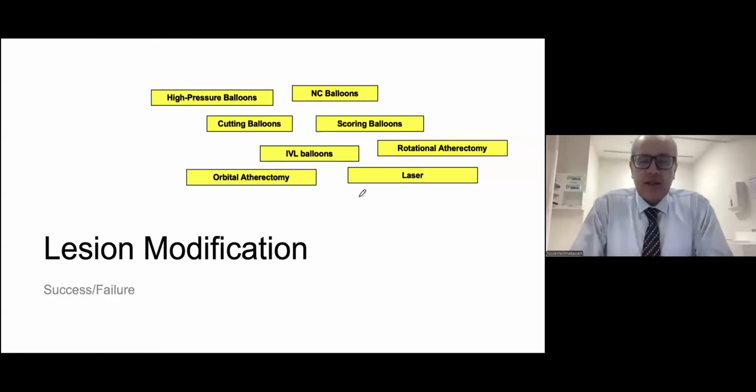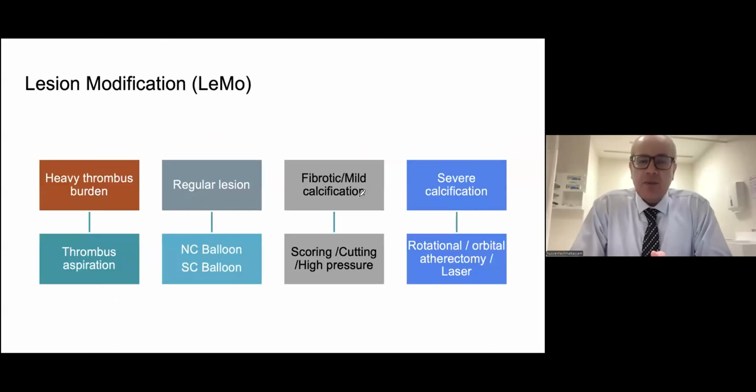So we describe the lesion. How do we modify that lesion? Balloons, of course. We have non-compliant balloons, high-pressure balloons, cutting, scoring, and IVL balloons. We have laser and different ways of atherectomy for calcified lesions. And we do that with a considerable and meaningful use of force, the rational use of force.